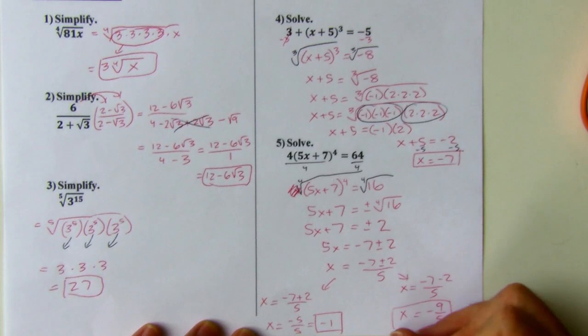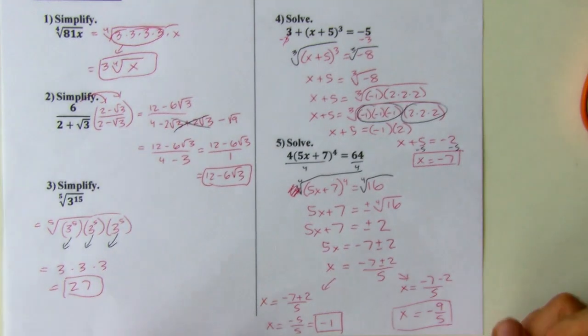I guess you could write that as -1 4/5 or -1.8. And there we go. That's the end of the warm-up, and I will see you next time.